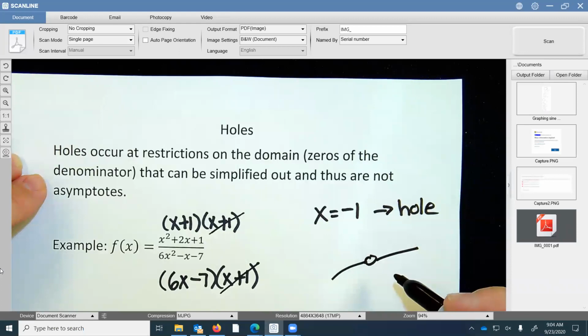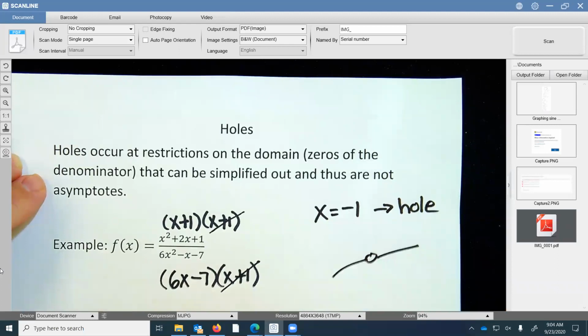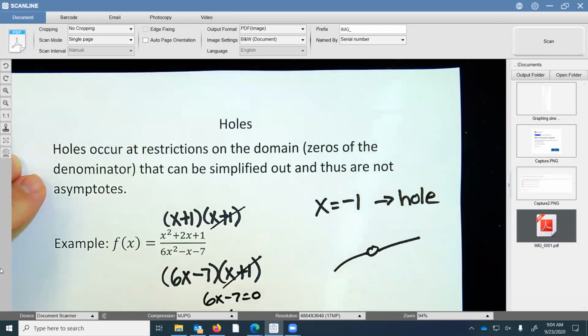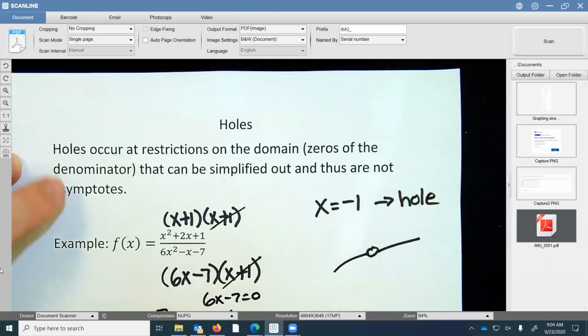So I would still have a vertical asymptote at this one. So 6x minus 7 equals 0. Add 7, divide by 6. I would still have a vertical asymptote at x equals 7/6. What about a horizontal asymptote? Would I have a horizontal asymptote?